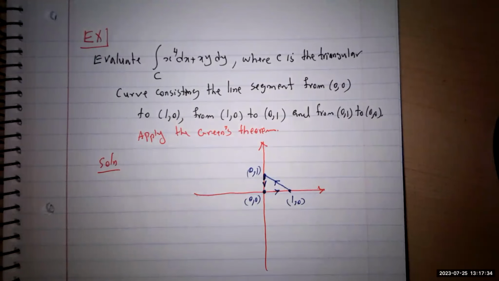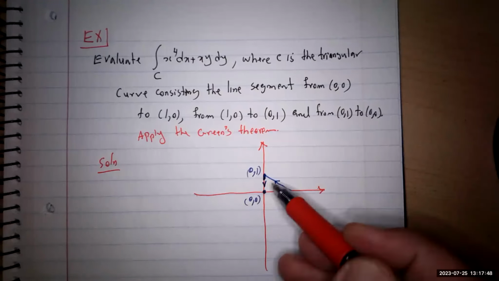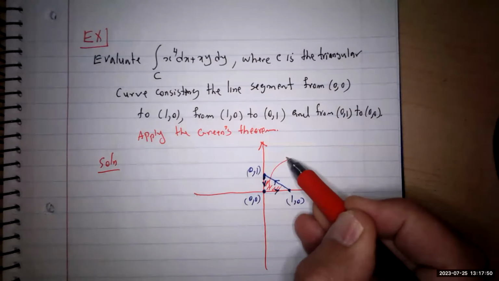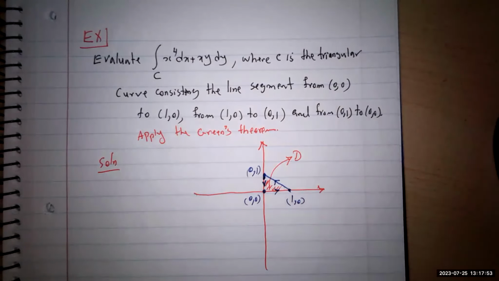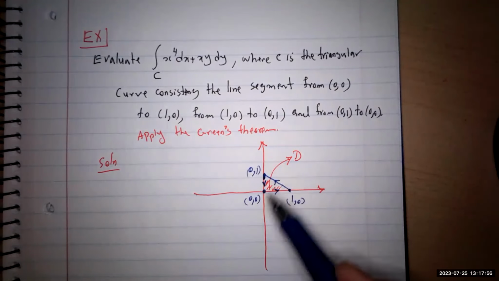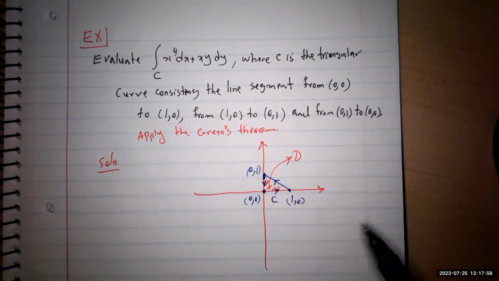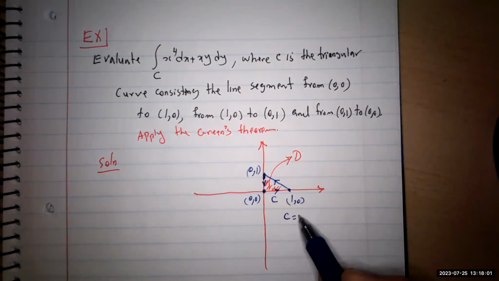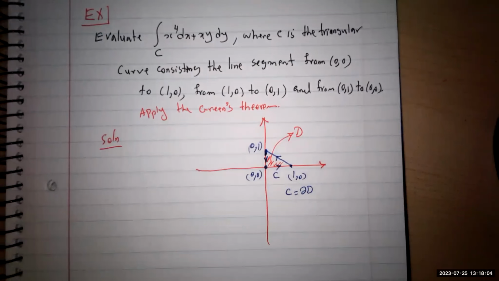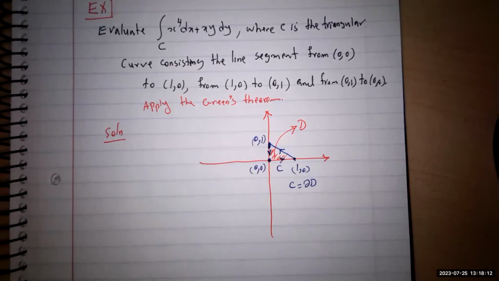So you have to identify the domain. This is going to be the boundary. Your boundary is going to be the boundary of the region, so the domain is going to be inside. So you pick this one to be the domain, and you pick the curve C as given to you. It's clear that C is going to be the boundary of D. Any question? So it can be done.